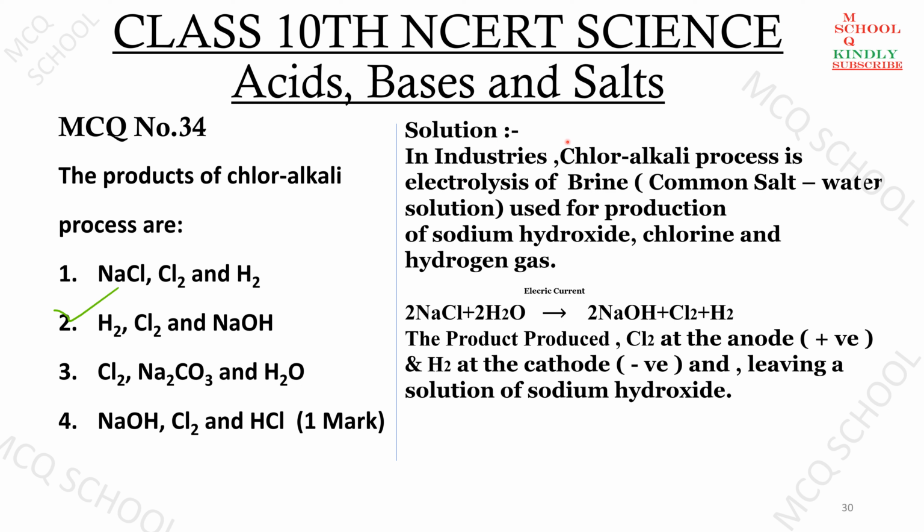In paper and textile plants mostly, the chloralkali process is used for the production of caustic, chlorine and hydrogen by electrolysis of the brine, which is a mixture of common salt and water. And in this production is sodium hydroxide, that is caustic, chlorine and hydrogen. So the answer is 2, hydrogen, chlorine and caustic.